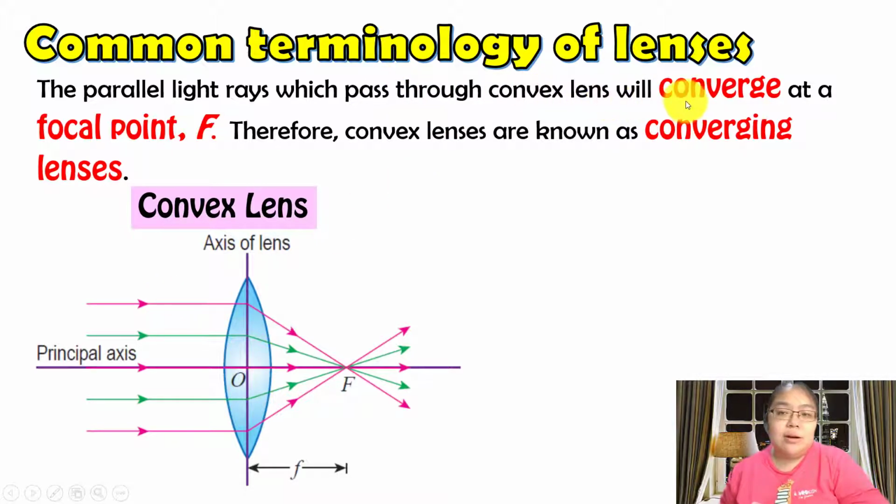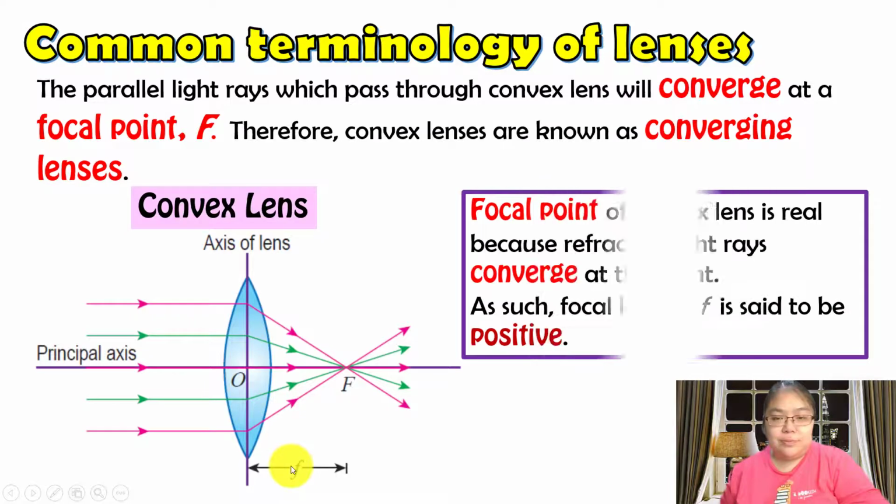Okay, they pass through the convex lens. They will converge at the focal point. Therefore, the convex lens is called a converging lens. That's why just now I told you why it is called converging, because after passing through the lens, they will all focus to the focus point. We call this the focal point, F-O-C-A-L. Can you see the small f? Small f is actually a distance, the distance between O and F. This small f we call the focal length.